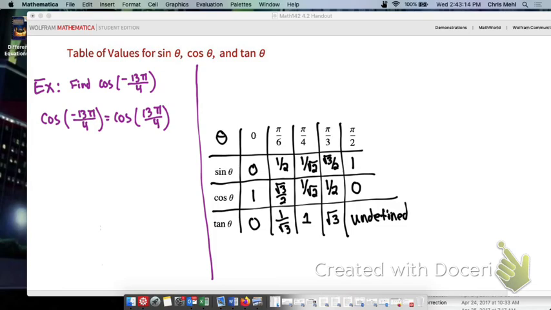So one thing you could do is subtract 2 pi from that angle, and you would get the same value. 13 pi over 4 and 13 pi over 4 minus 2 pi are coterminal. Both angles have the same terminal side, so the corresponding point on the unit circle has the same coordinates. 13 pi over 4 minus 2 pi is 13 pi over 4 minus 8 pi over 4. You're going to end up getting 5 pi over 4.